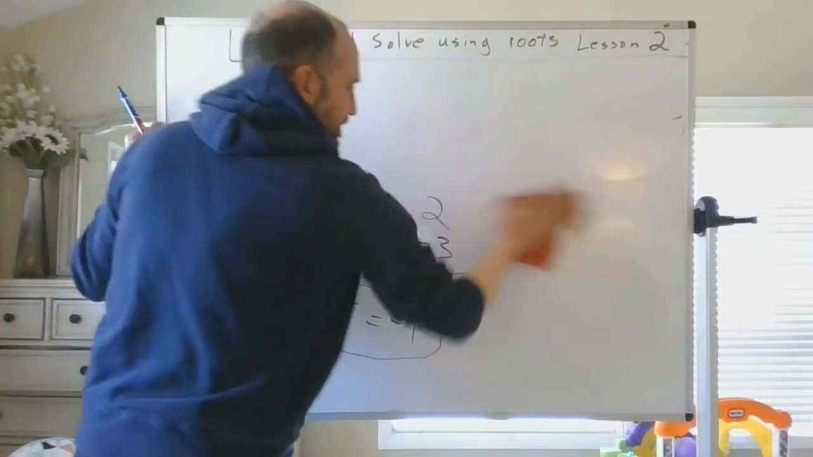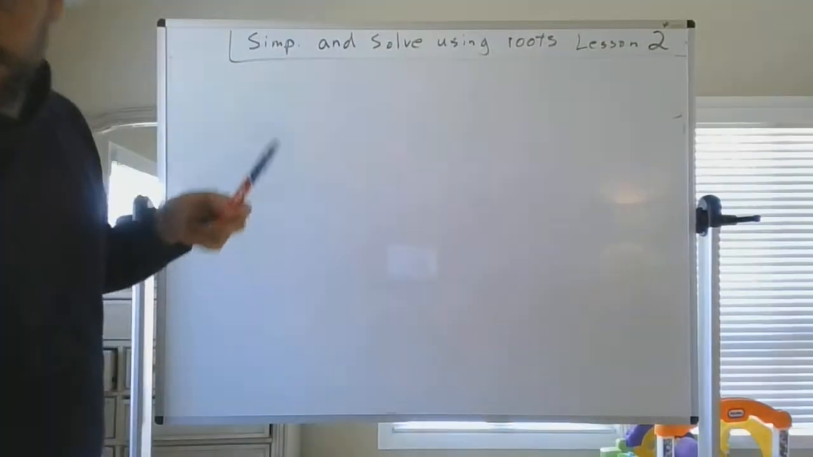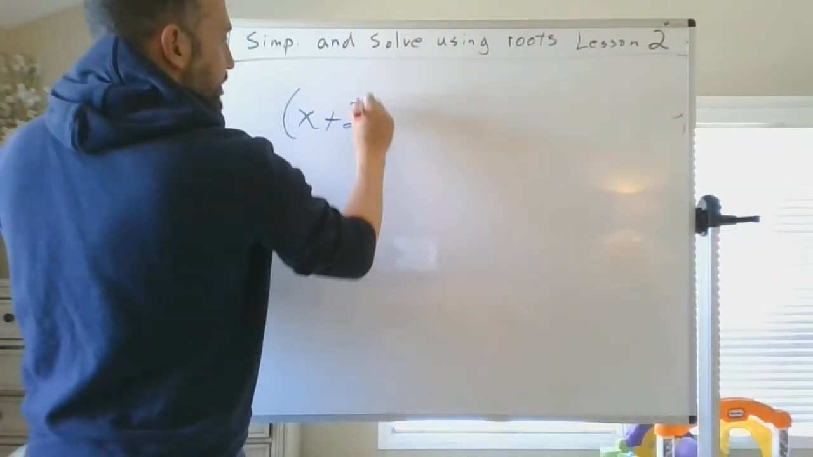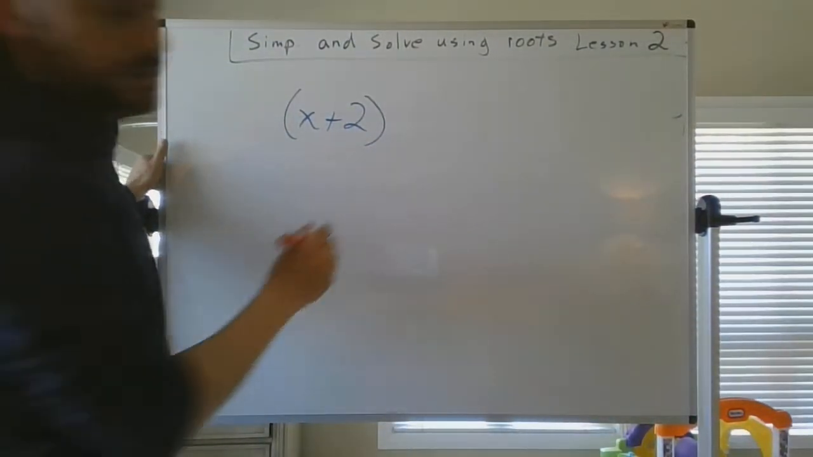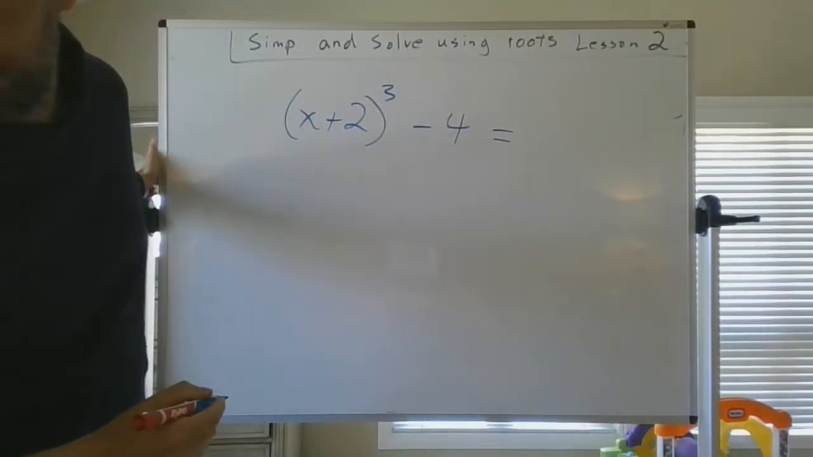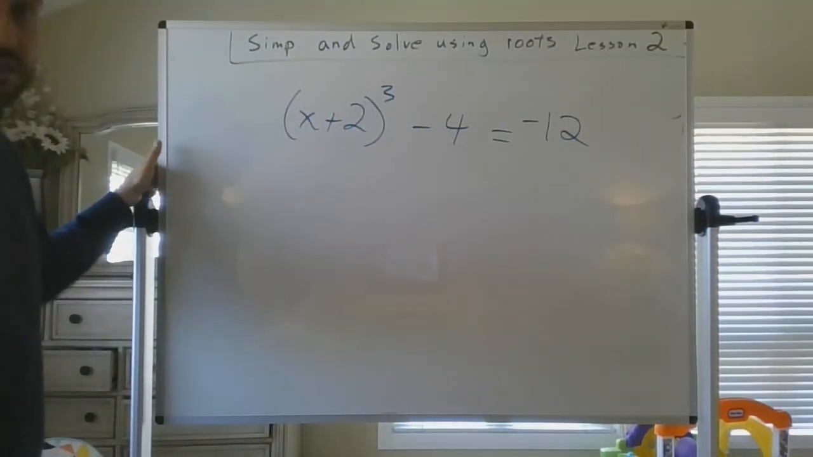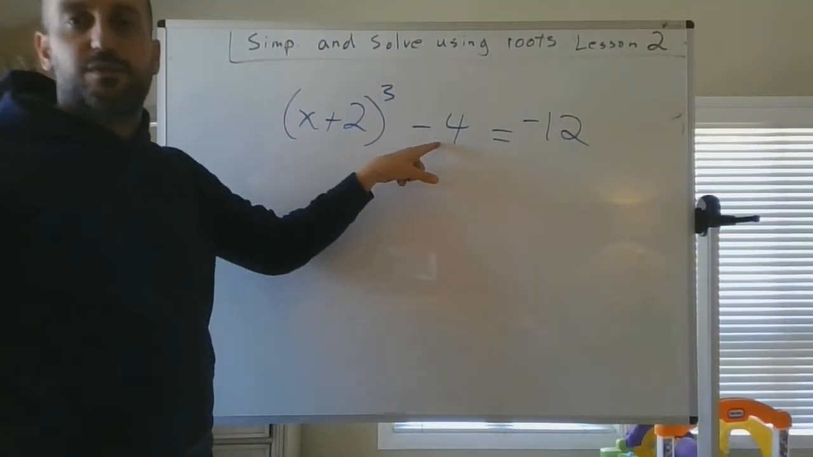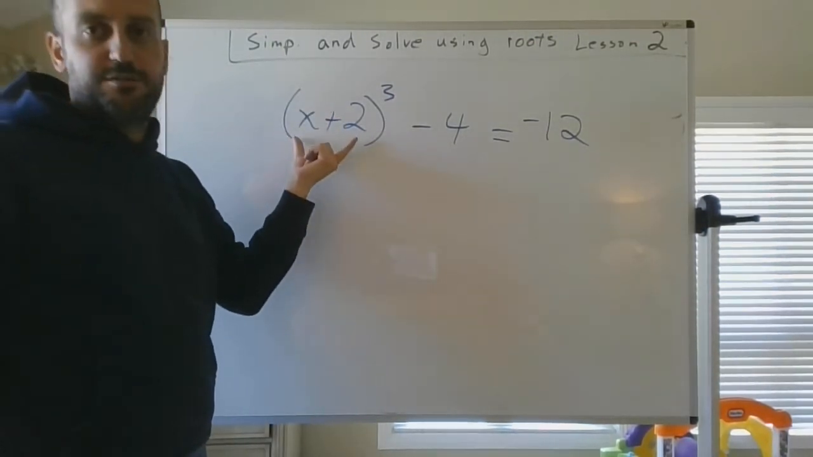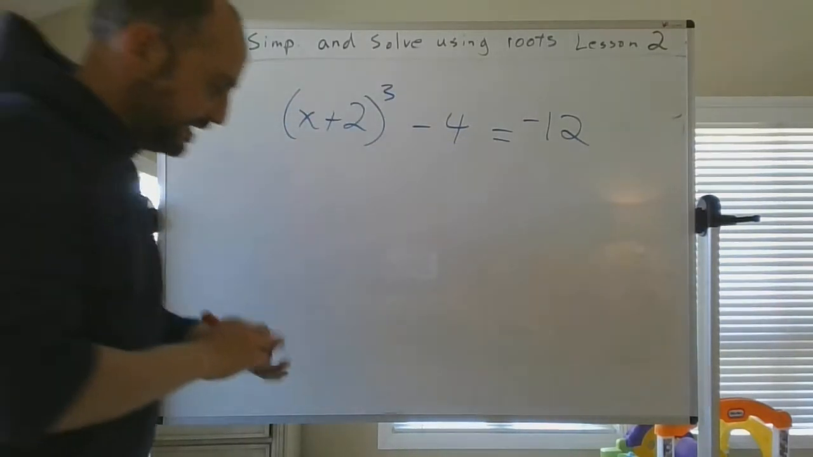Actually, I'm going to make the next one a little bit more complex. Let's do this one instead: (x plus 2) cubed minus 4 equals. One step higher now. Really, all I did is put a number there. That's not part of the cube, that's not part of this cube party with the (x plus 2) cube. Let's do that first. Let's take care of that first.